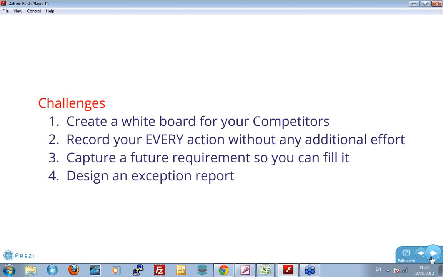Everybody's got, well, two-thirds of you have got whiteboards at this moment in time. But here's an idea. What about creating a whiteboard, not for your business, but for one of your competitors? Think about it.